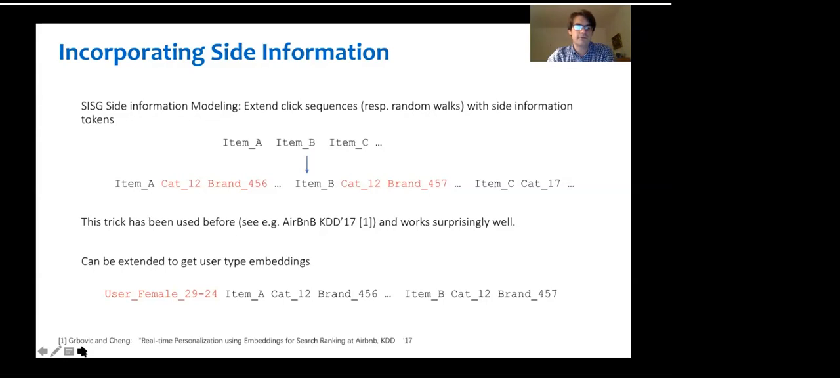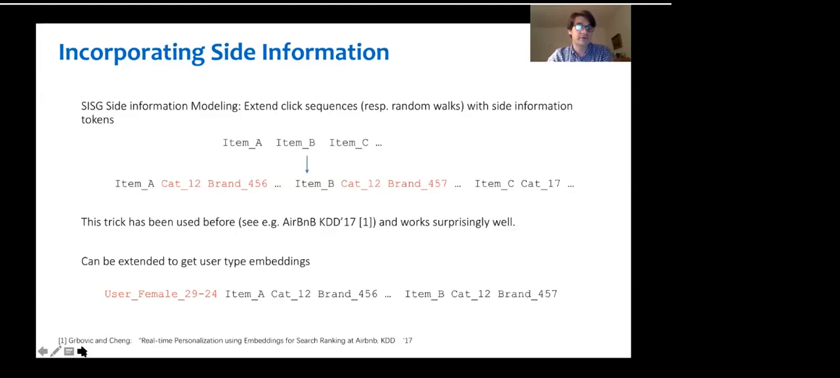So what we do is something very simple. We take the first item, then we add special tokens which represent the first item's site information, and do the same for the other items. So in this example, if item A has category 1, 2 and brand 456, and item B has category 1, 2 and brand 457, the enriched sequence would look like that. This trick was actually used before, for instance, in a paper by Airbnb presented at KDD 17, and it works surprisingly well, as we have seen.